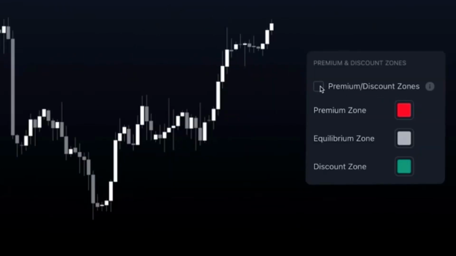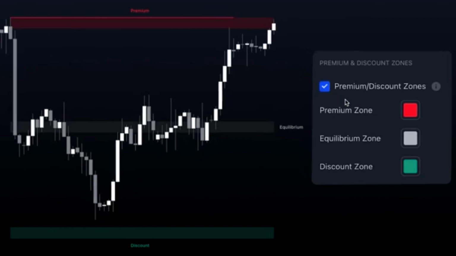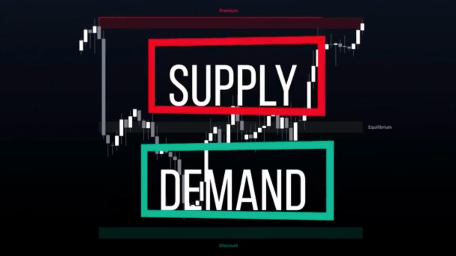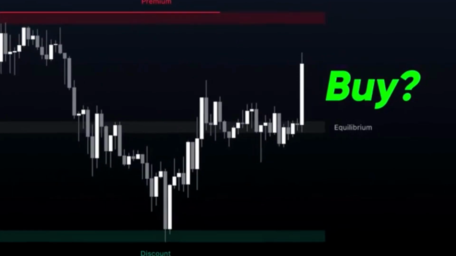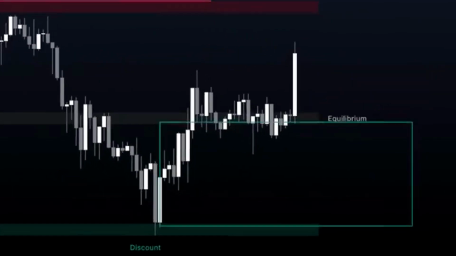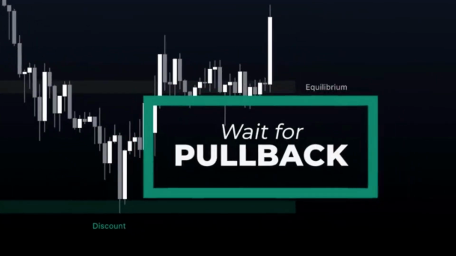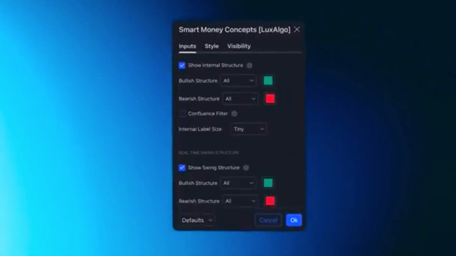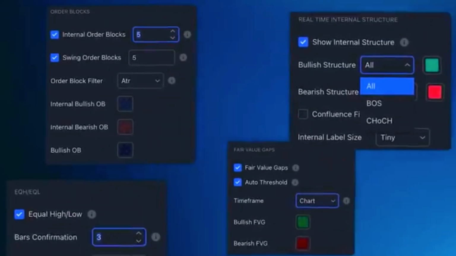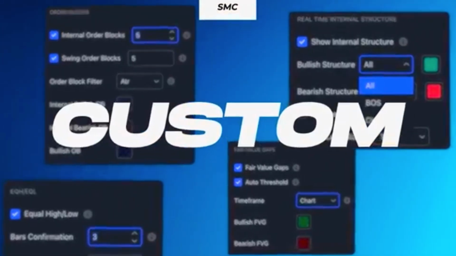The indicator also includes a premium and discount feature, which can help detect regions of supply and demand in the market. So if you're thinking about taking a buy trade, but the price is above the equilibrium, you may want to wait for a pullback to the discount zone before entering, saving you from getting stopped out in the retracement. These are the major features within this indicator, and many of these features can be adjusted so traders can find just the right fit for their trading style.